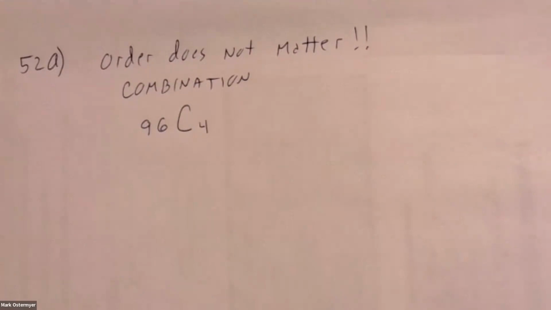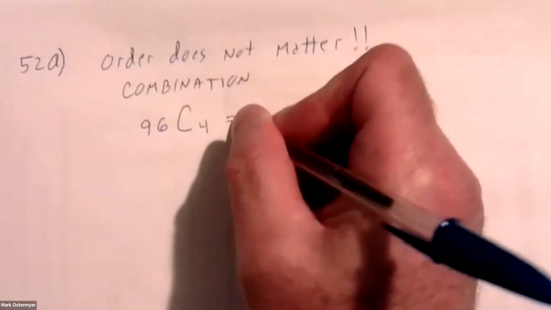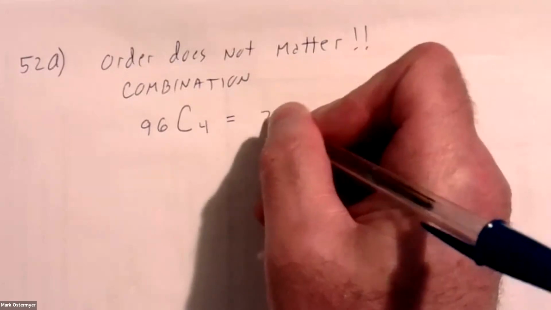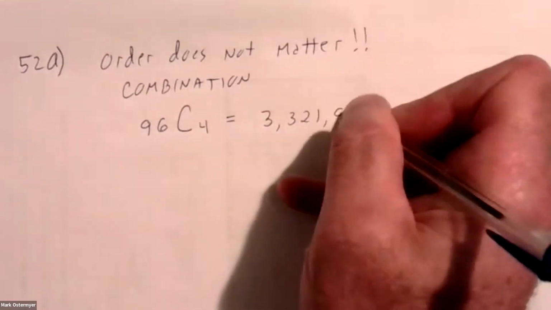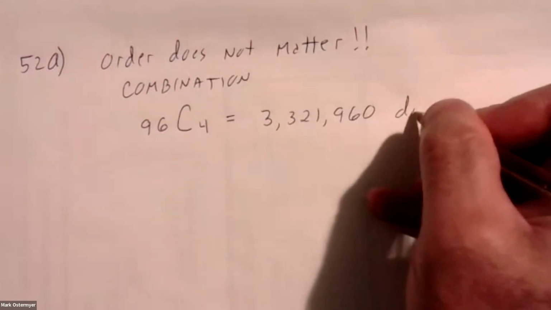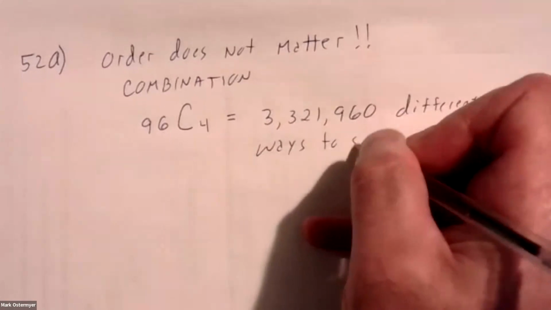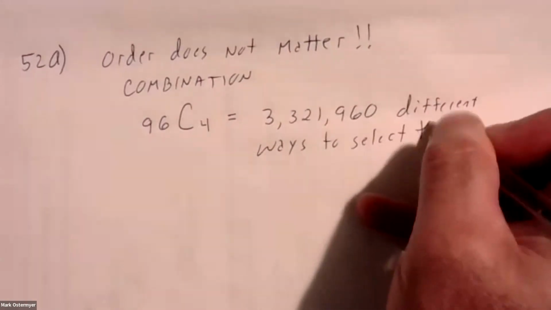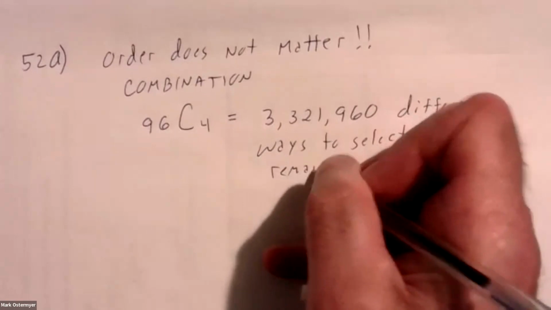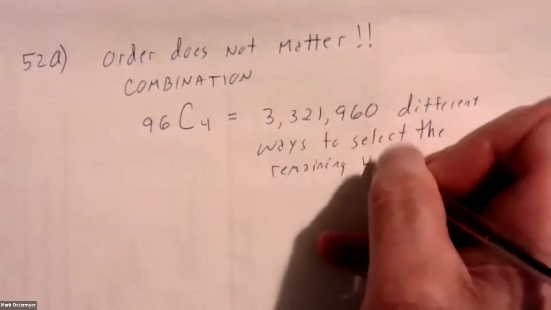So we'll get on our calculator and hopefully we can dial that up. And what do we get? We get a big number. 3,321,960 different ways to select the remaining 4 senators.